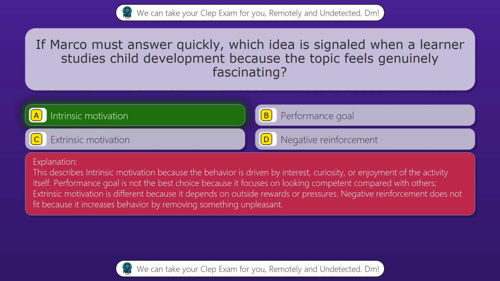This describes intrinsic motivation because the behavior is driven by interest, curiosity, or enjoyment of the activity itself. Performance goal is not the best choice because it focuses on looking competent compared with others. Extrinsic motivation is different because it depends on outside rewards or pressures. Negative reinforcement does not fit because it increases behavior by removing something unpleasant.